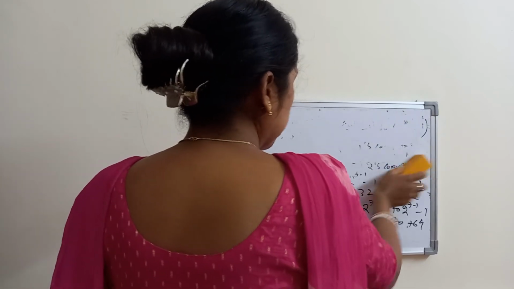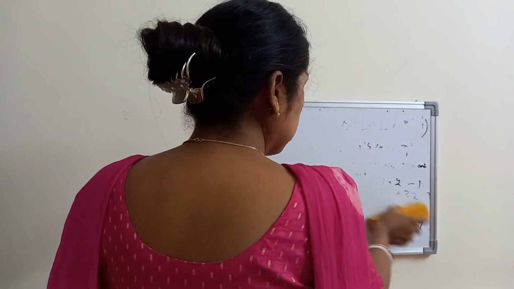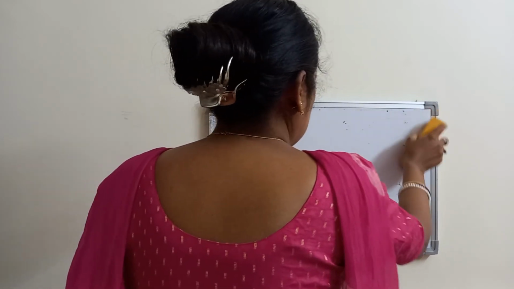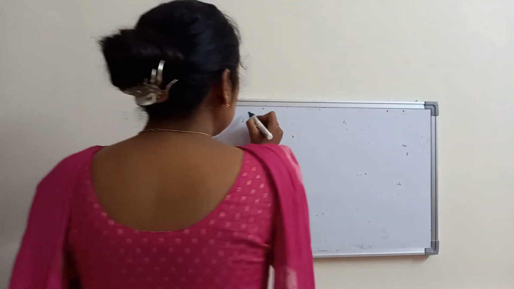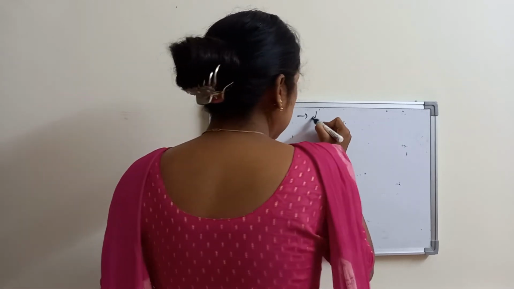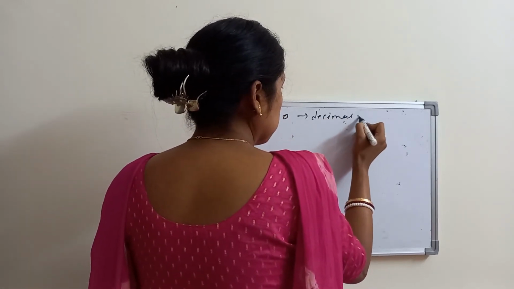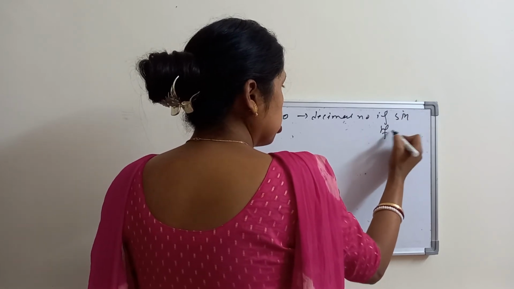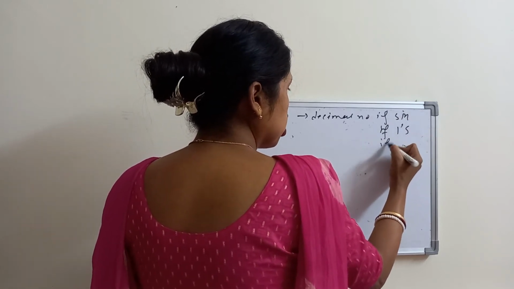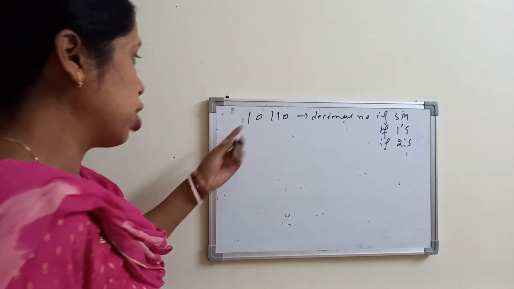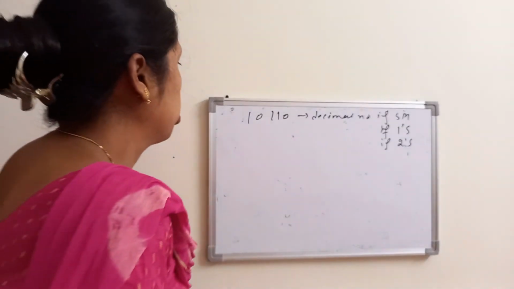So I am showing one example in a different format. Suppose the number 1010. What is the decimal number if it is in SM format, in first complement format, or in 2's complement format? What is the decimal magnitude of the number?